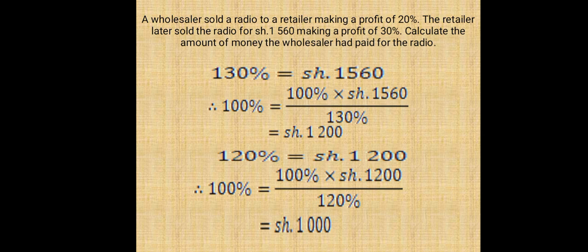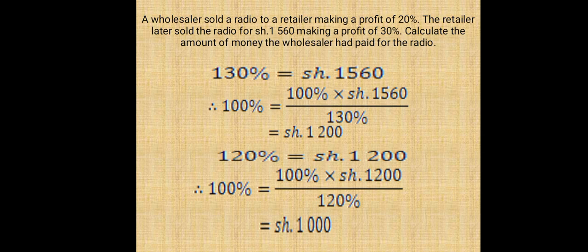A wholesaler sold a radio to a retailer, making a profit of 20%. The retailer later sold the radio for 1560, making a profit of 30%. Calculate the amount of money the wholesaler had paid for the radio. Now, we start with the retailer. The retailer making 130% represents 1560. What about 100% to the retailer? 100% to the retailer represents 1,200 shillings.